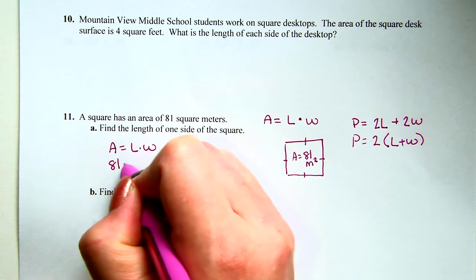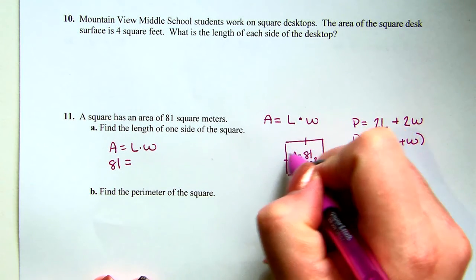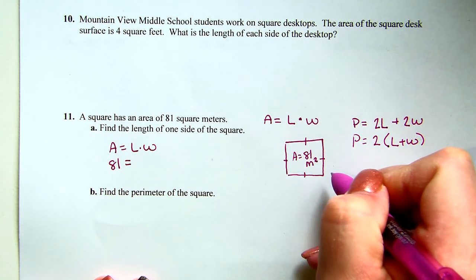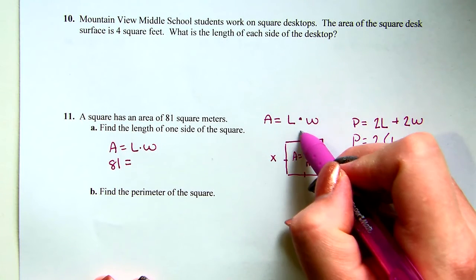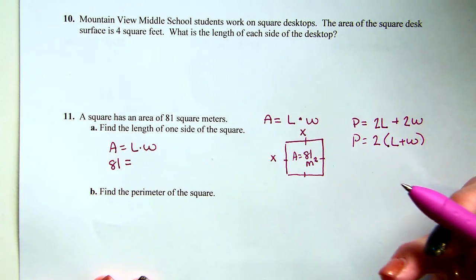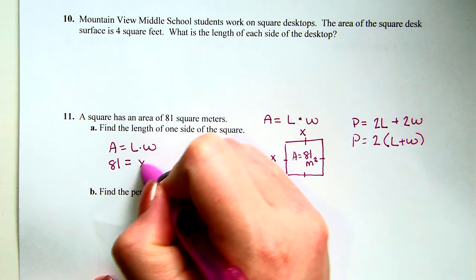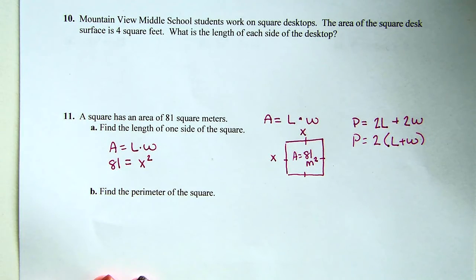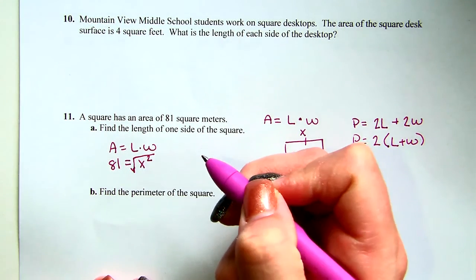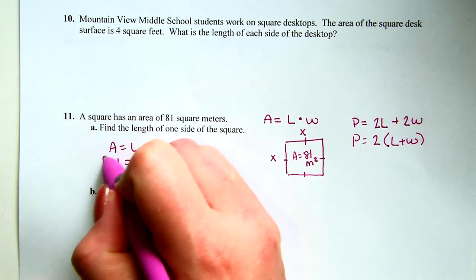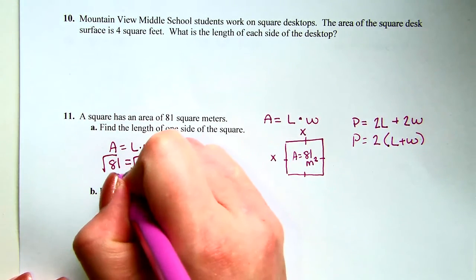What I don't know is my length and my width. Here, because I have a square, each side is exactly the same. So here, my length and my width are both going to be x. X times x gives me x squared. Here, I will now go ahead and get rid of the squared by using the square root. Now the square root of 81 is 9, so I'm going to get 9 equals x.